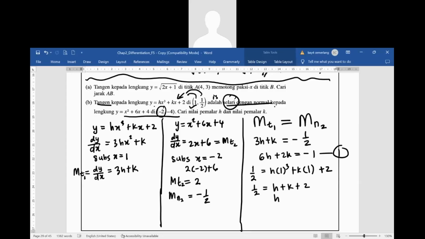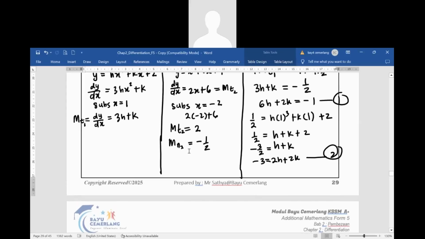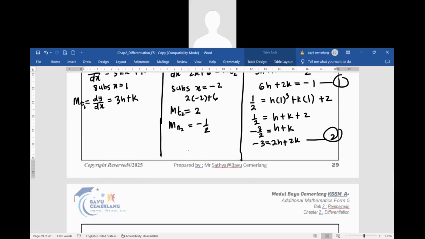And then bring the 2 over to this side, it will become negative 2. Half minus 2 is negative 3 over 2. And then we multiply by 2, the equation will become 2h plus 2k equals negative 3. Equation number 2. And then you need to solve by elimination or substitution, it doesn't matter. The equations are 6h plus 2k equals negative 1, and 2h plus 2k equals negative 3.